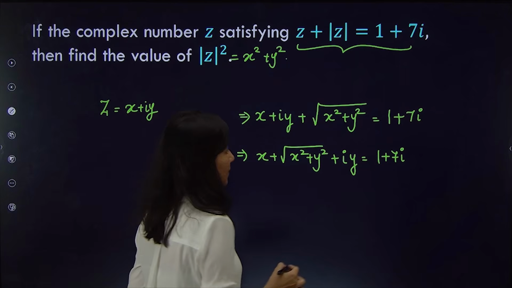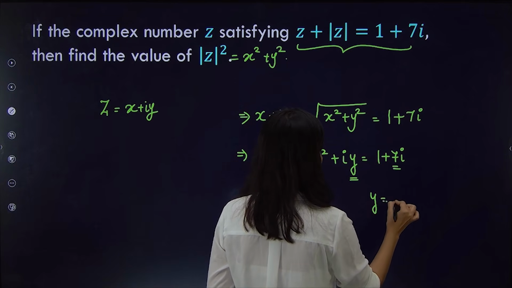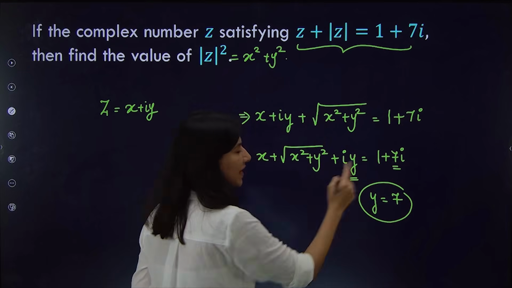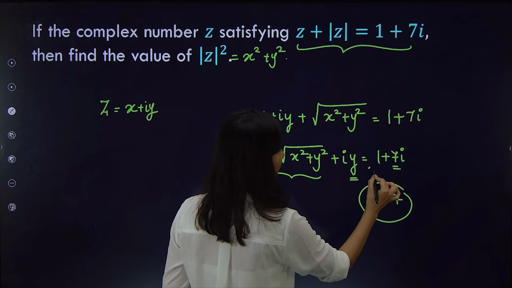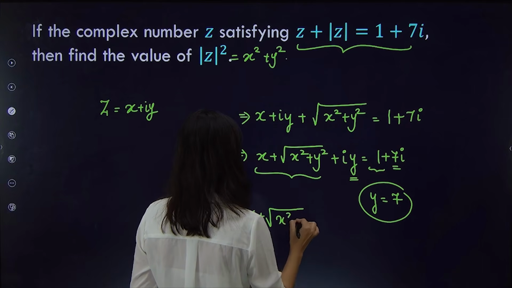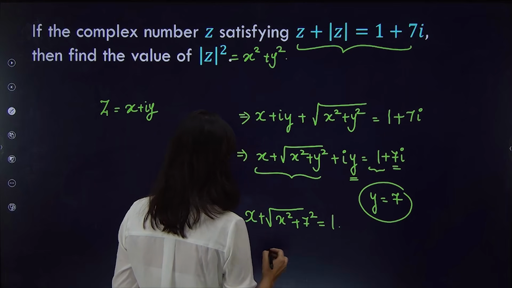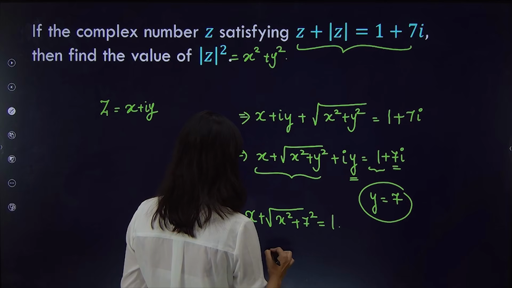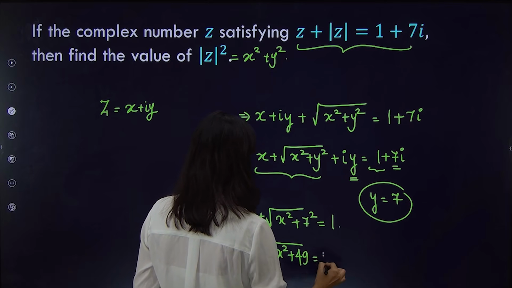Okay. So now y is equal to 7, because the imaginary part is equal to the imaginary part. What is the real part? This whole thing is the real part, that is equal to 1. So x plus square root of x square plus y square, that is 7 square, is equal to 1. So this is actually square root of x square plus 49. You have to solve it. It is equal to 1 minus x.